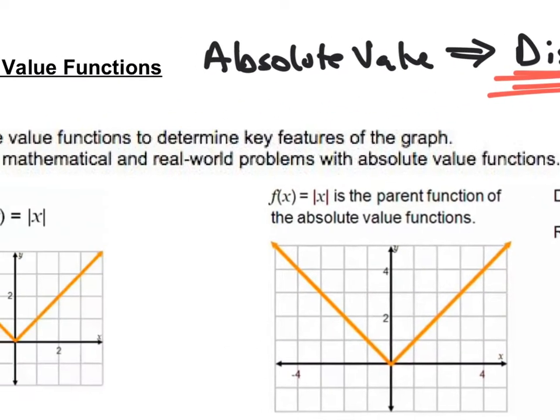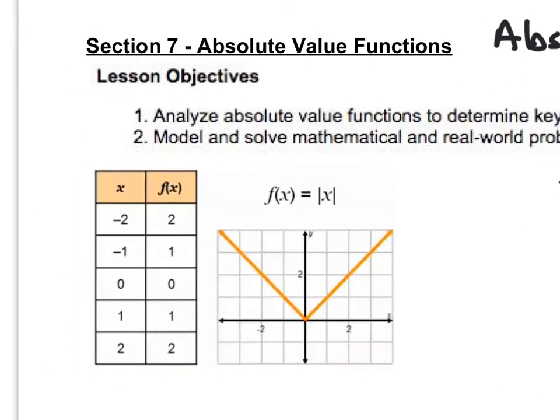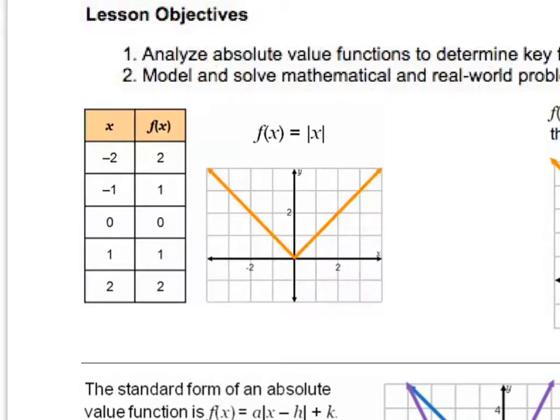And you guys probably remember what absolute value is. Here's a graph of what that looks like. This is my parent function, f of x is equal to the absolute value of x. So no matter what I plug in for x, it's always going to be positive.